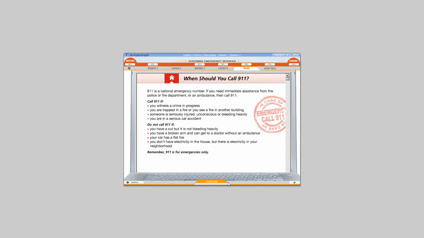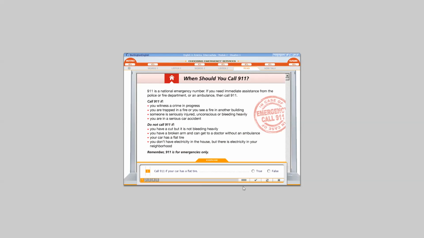Okay, now let's look at the exercise. Call 911 if your car has a flat tire. True or false? That is false. Number 2, call 911 if your arm is broken and someone can drive you to a doctor. True or false? That is false. You do not need to call 911.